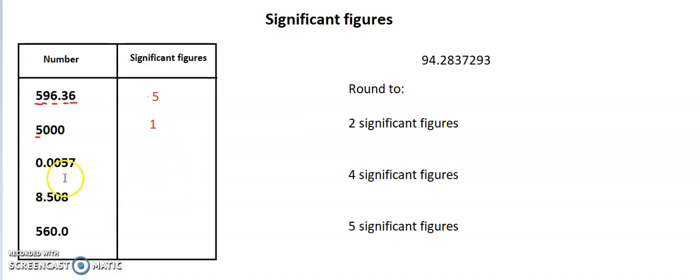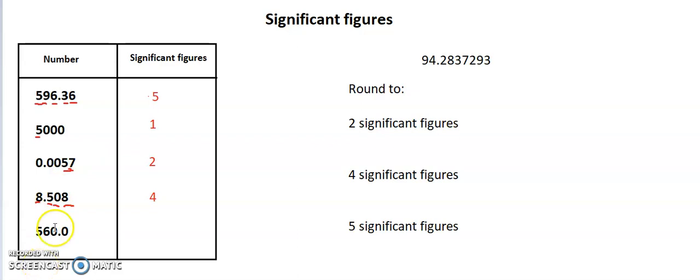Likewise with 0.0057, our digit that's not 0 starts in the thousandths column. So that means the 5 and the 7 are significant figures. So we've got 2 significant figures. Again, with 8.508, we've got 1, 2, 3, 4 significant figures.